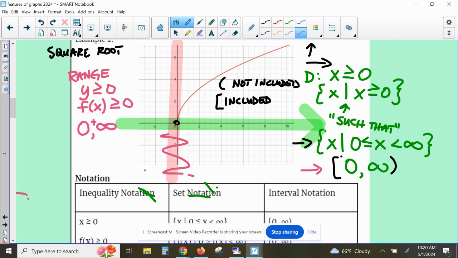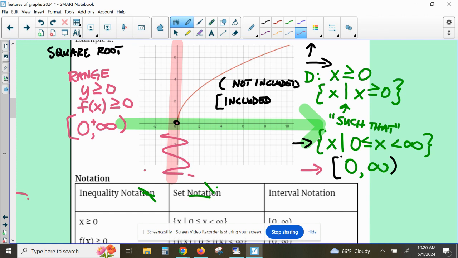Now we need to see if we need round or square on either side. So is 0 included? So what do we write on that side? Square. Is infinity included? No. Because it's not an official spot, right? Infinity is just a concept, not a real number.